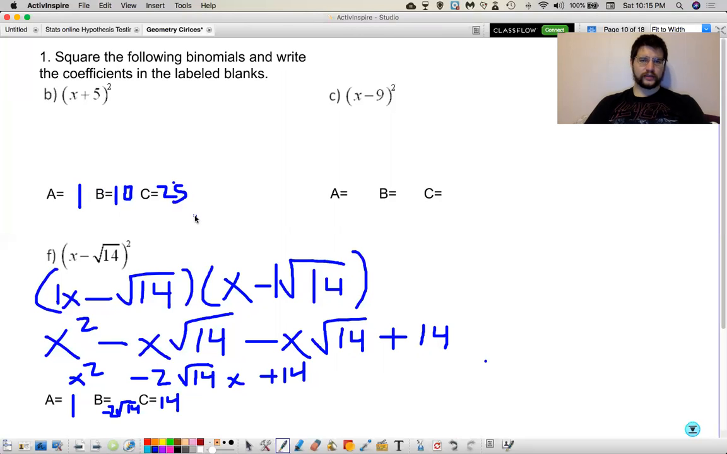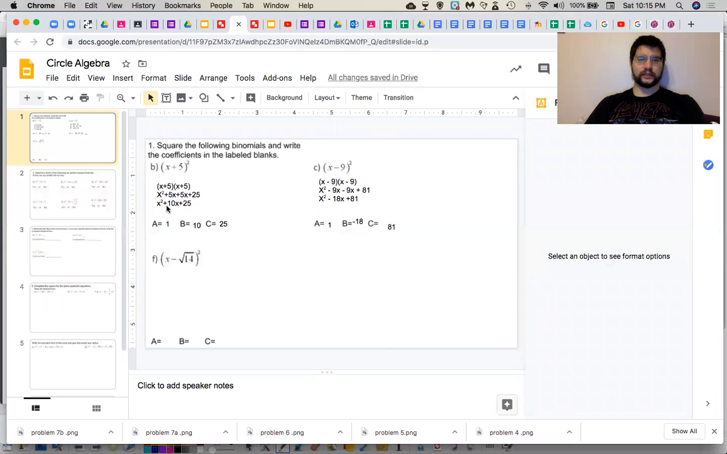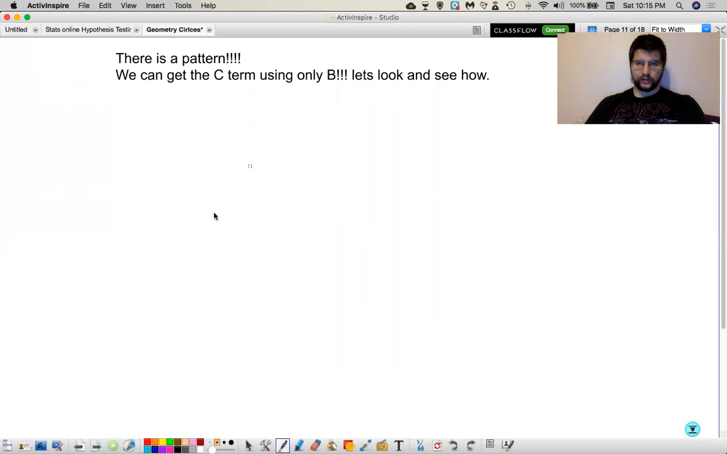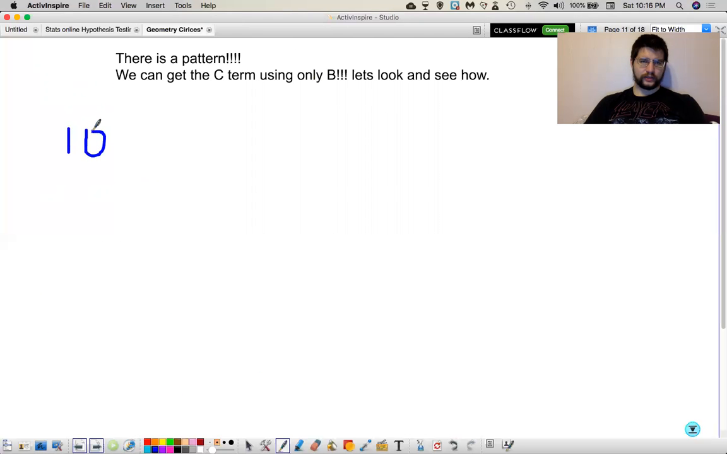I want to look and see if we can see a pattern. 1, negative 18, and 81. So if we look at the b and the c terms, there is a pattern there. Just by looking at the b term, we can figure out what c is going to be. If it's a perfect square trinomial, that's 3 terms of the trinomial. The perfect square trinomial, looking at the b term, can give you the c term. So let's see, 10 turns into 25. 10 gives us a 25.